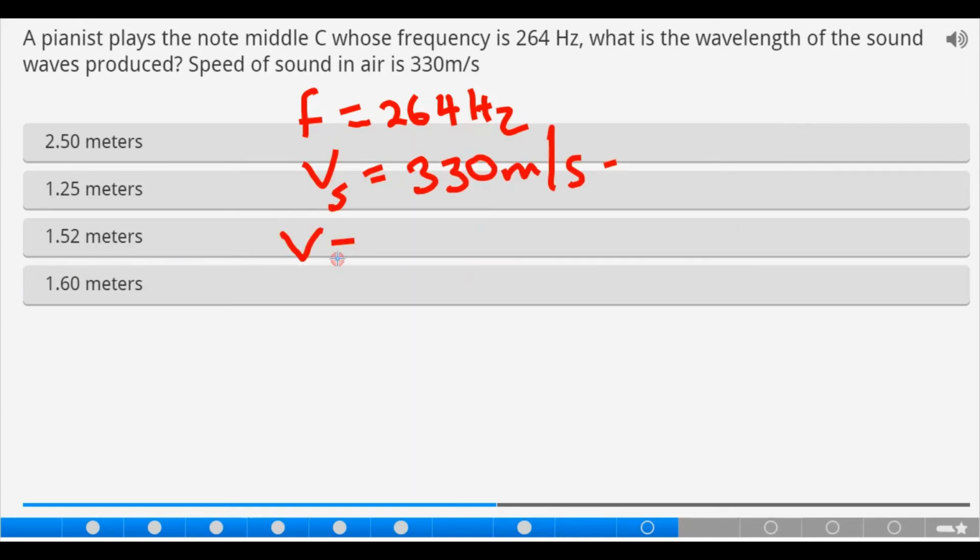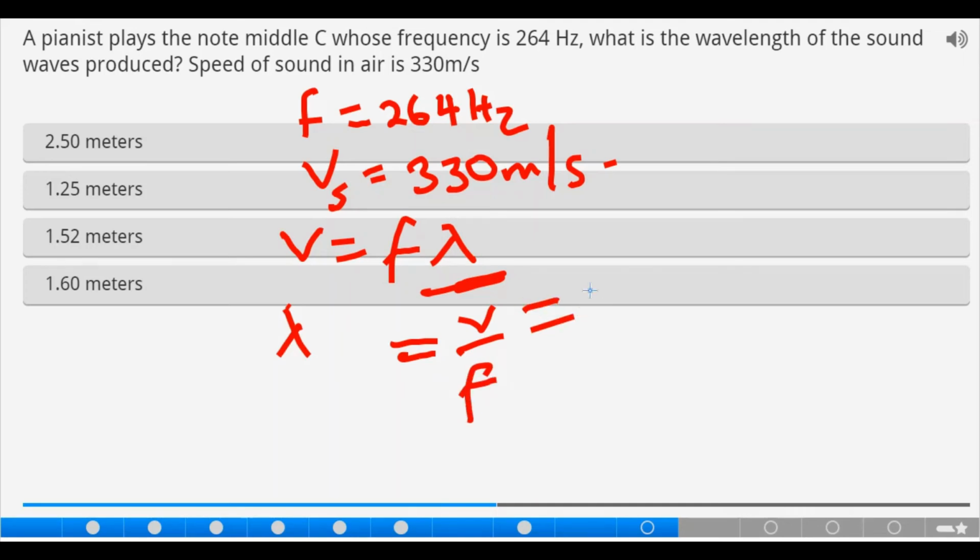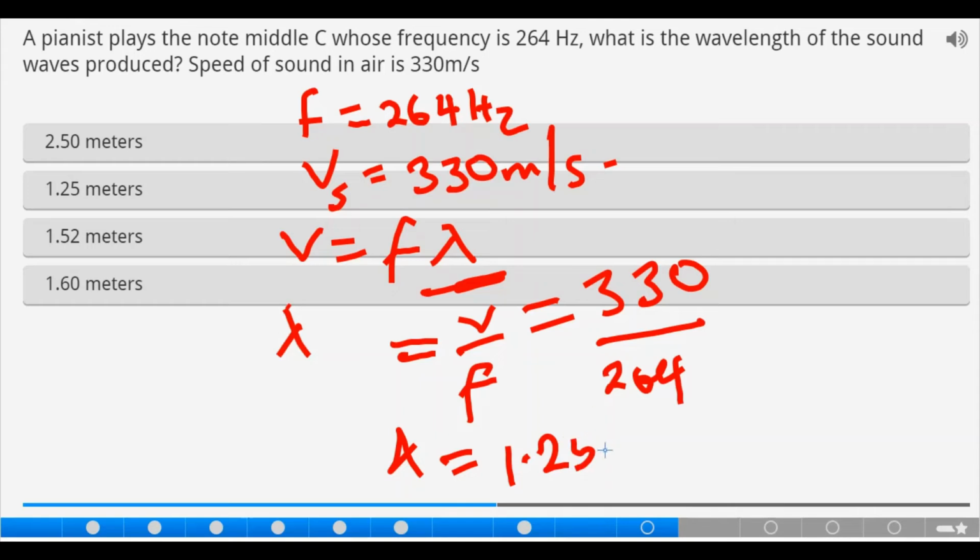Don't forget that V is equal to what? F lambda. We have to look for lambda, so lambda is equal to V over what? F. What's our V? 330, then divided by 264. With that, lambda becomes 1.25 meters. Do we have it as part of the options?